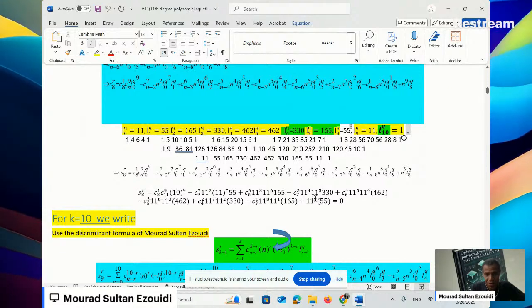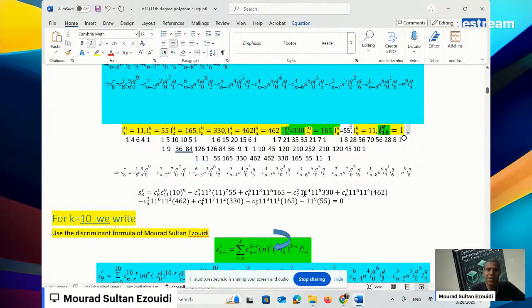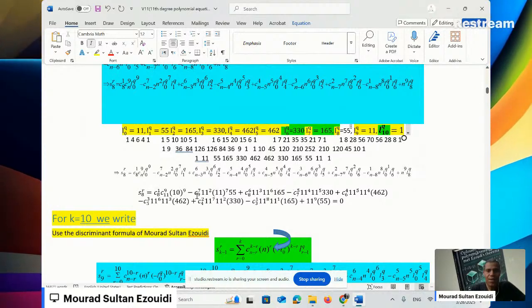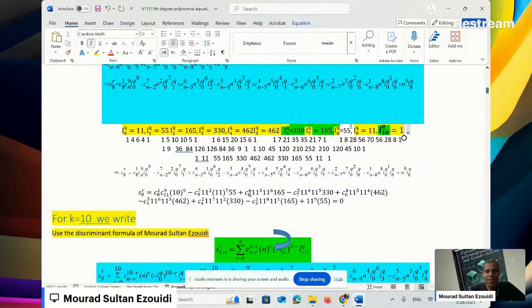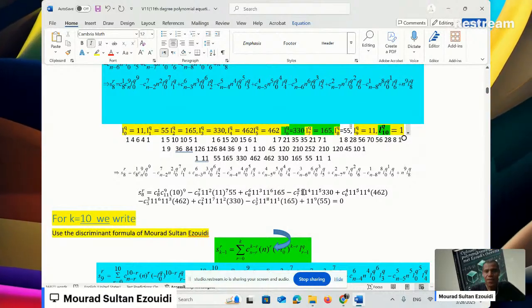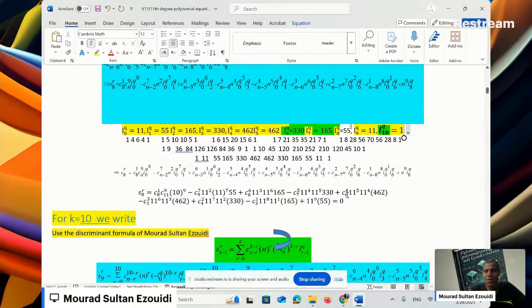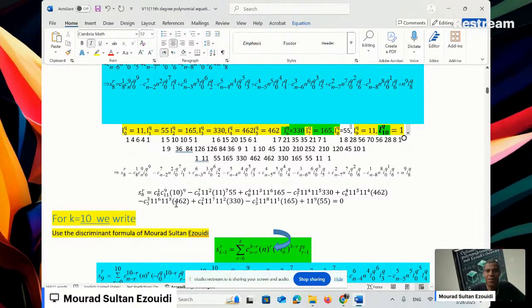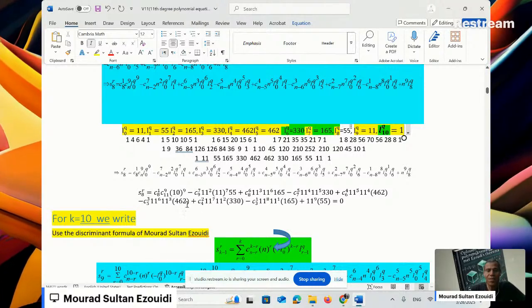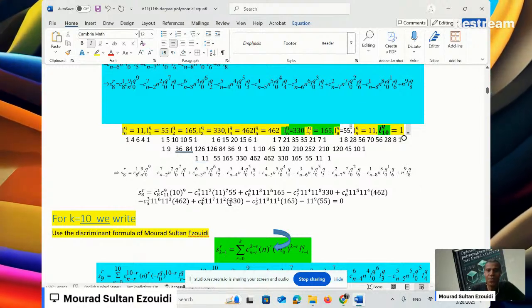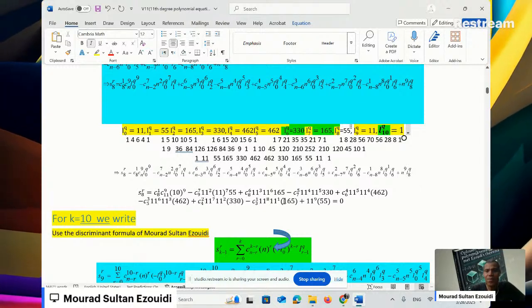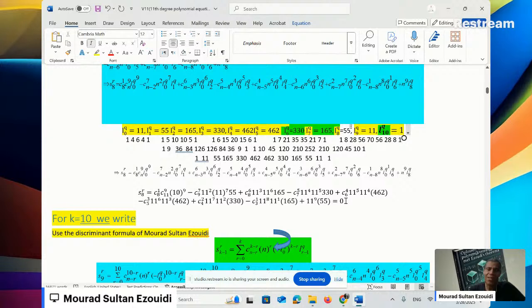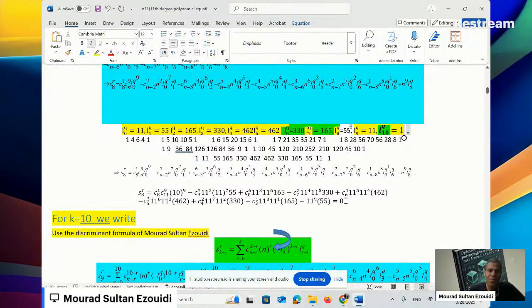So no need to write it. Just calculate 8 choose 1 times 11 choose 9 minus 9 choose 7 times 55 plus 8 choose 6 times 165 minus 7 choose 5 times 330 plus 6 choose 4 times 462 minus 5 choose 2 times 5 choose 3 times 462 plus 4 choose 2 times 330 minus 3 choose 1 times 165 plus 55. You will see that is equal to 0. Multiplied by 11 raised to the power 9, of course, it has to be equal to 0.